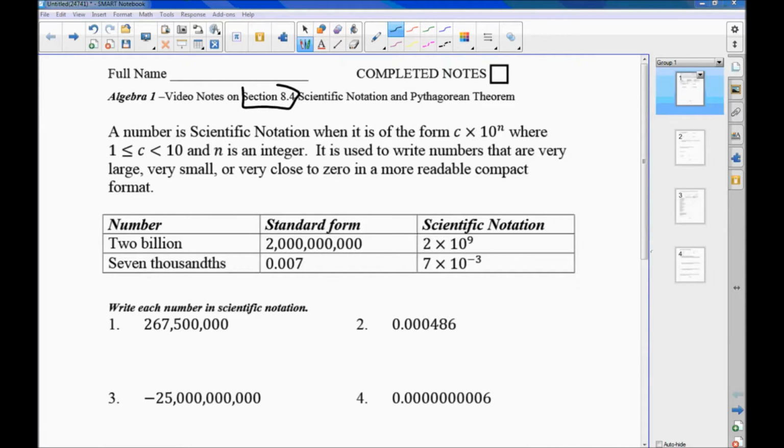Today we're covering section 8.4 on scientific notation, but we're also going to pick up the topic Pythagorean Theorem so we can do some simplifying with radicals.